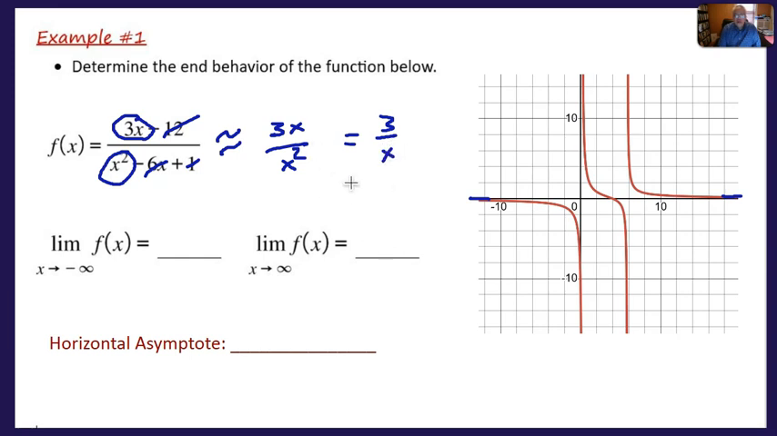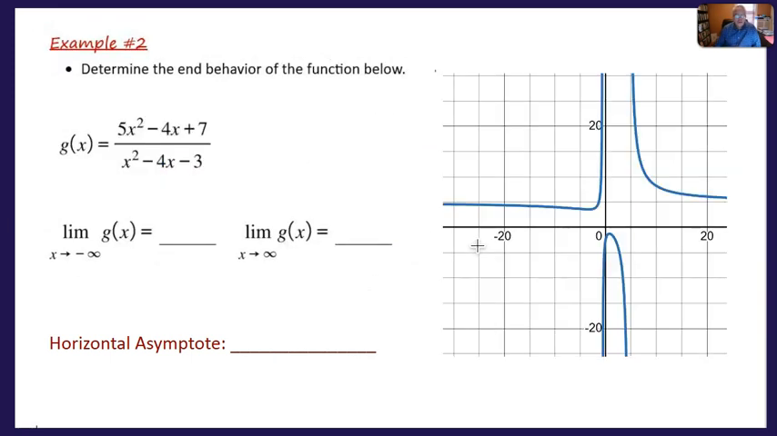Now, as x gets large, the numerator is 3, but the denominator is getting huge, which means the fraction is going to 0. So constant numerator, large denominator means the fraction is small. So as x goes to negative infinity, this quantity is going to 0, and as x goes to positive infinity, it's going to 0 also. And we have the horizontal asymptote, y equals 0. This is what we said in the beginning.